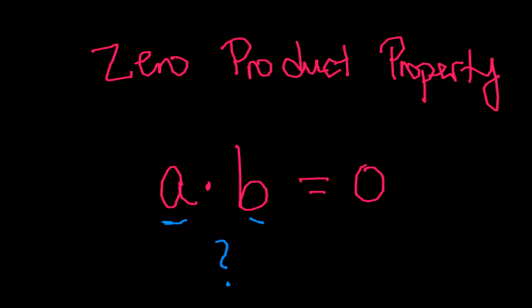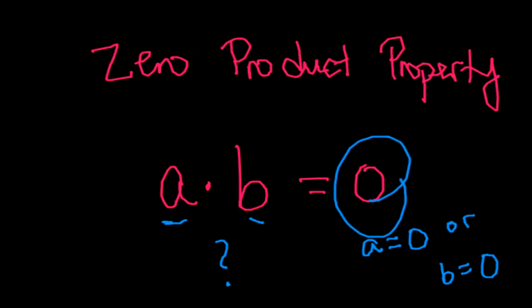Here's the key. If A times B is 0, then either A is 0 or B is 0. It's the only way to get a 0. The only way to get 0 when you're multiplying is for one of these two numbers to be 0. Either it's 0 times B or it's A times 0. That's the only way that we can get 0, and that is the zero product property.